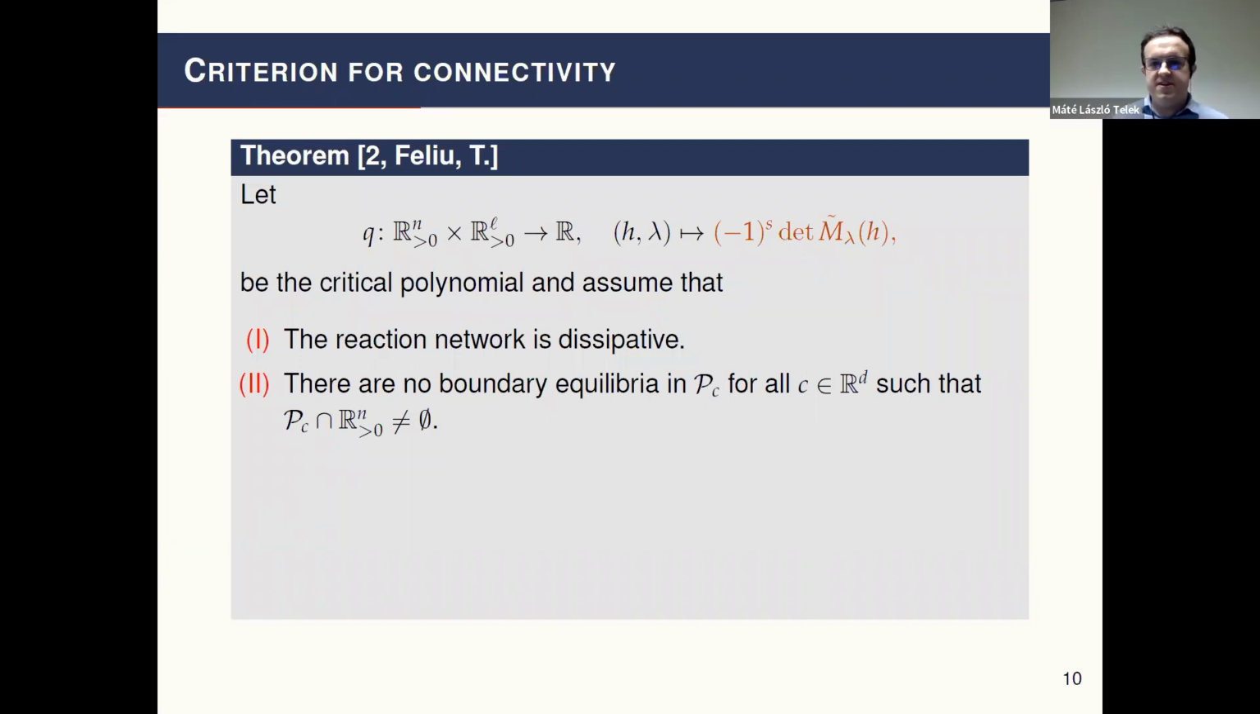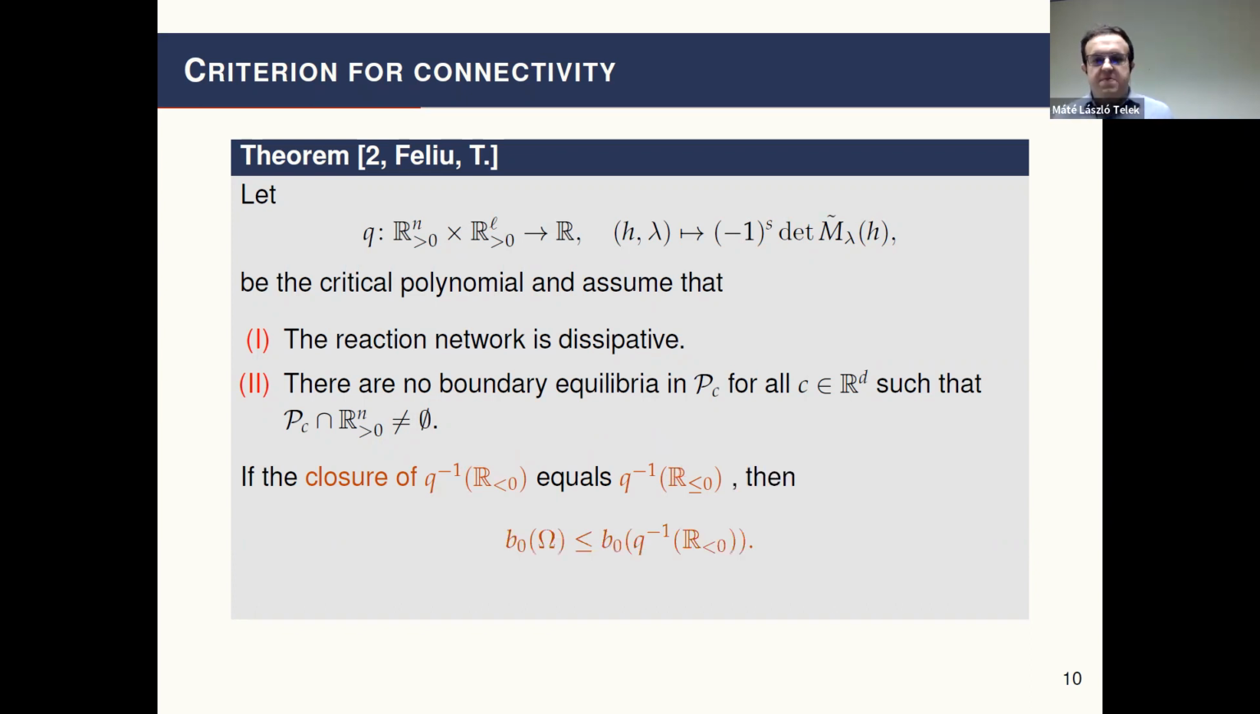Okay, so once we have this critical polynomial, then we finally can say something about connectivity of the parameter region of multistationarity. So we look at this determinant. We have exactly the same assumptions that we had before, namely dissipativity and no boundary equilibria. And if I know that the closure of the preimage of the negative real line under Q equals the preimage of the non-positive real line, then the number of path-connected components of the parameter region of multistationarity is bounded above by the number of connected components of the preimage of the negative real line under Q.